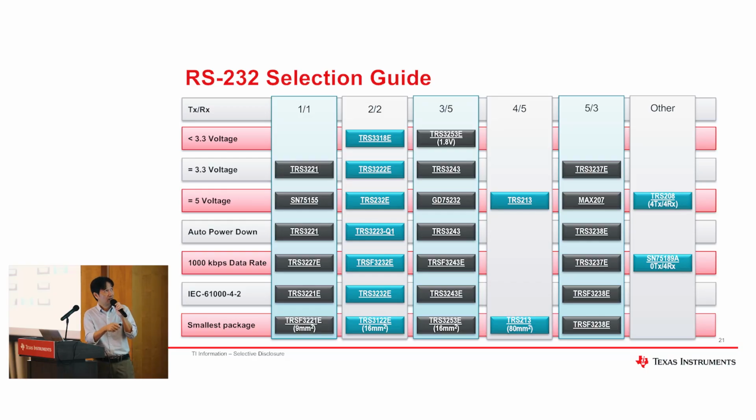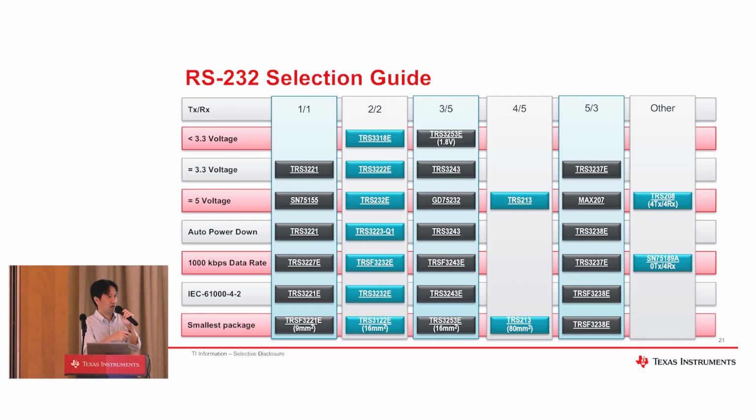So this device can create RS-232 voltage levels like plus minus 5 volts, plus minus 9 volts, or plus minus 12 volts or 15 volts by using just one single device. And this will simplify your design and also reduce the system cost.